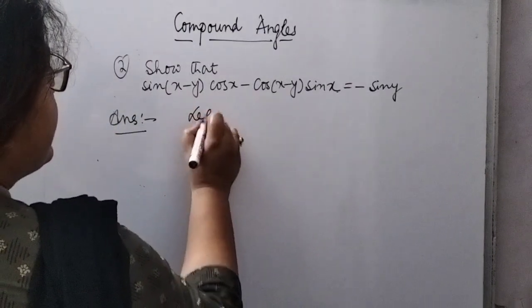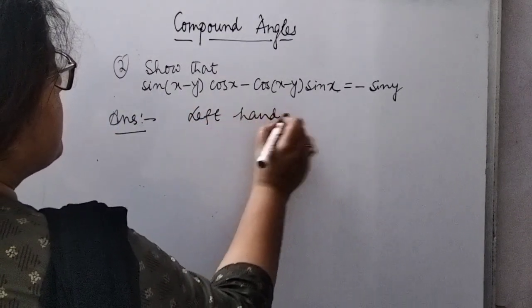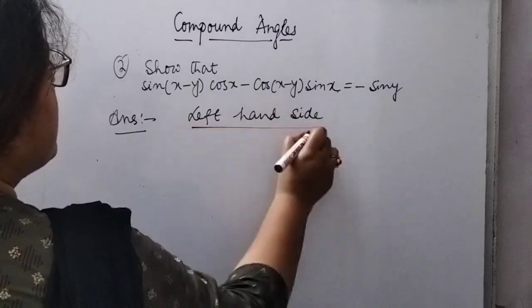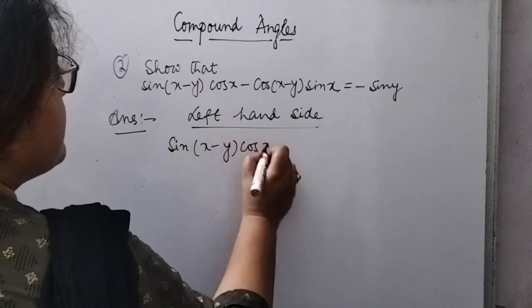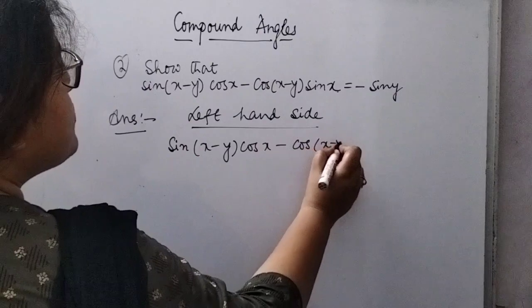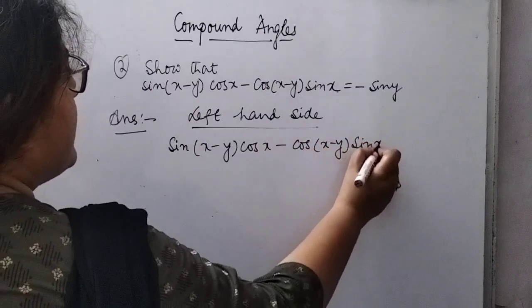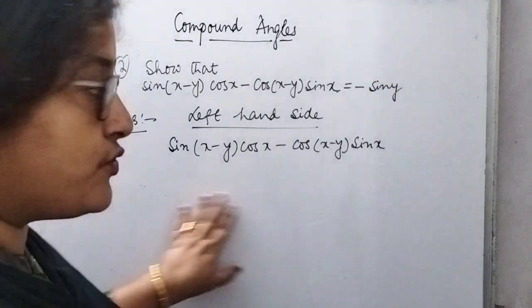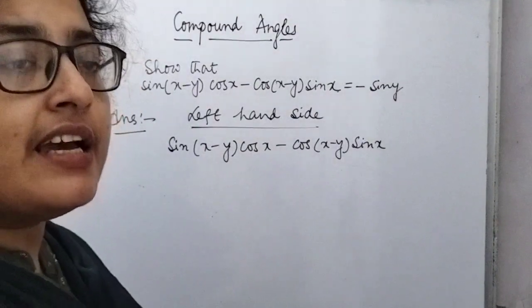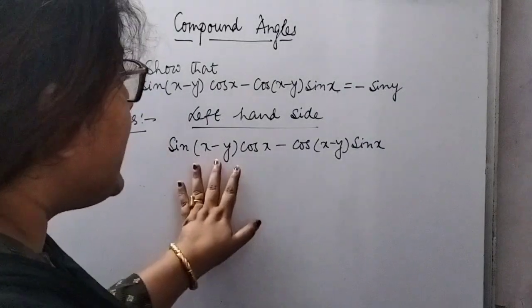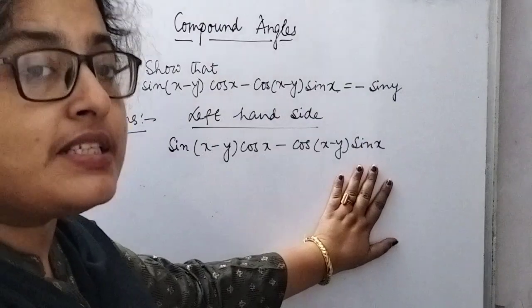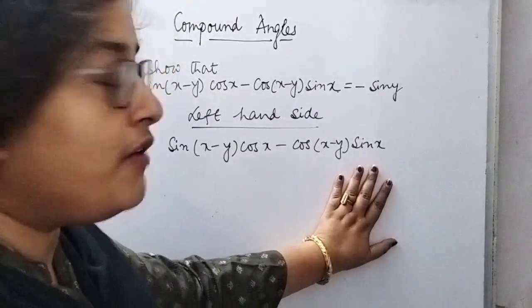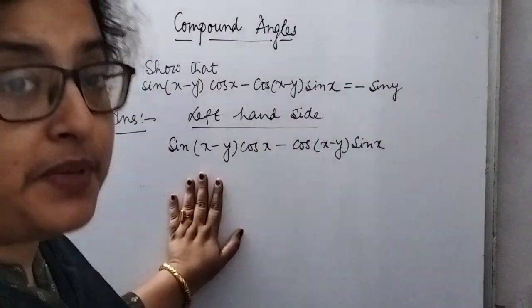So here we get in the left hand side sin (x minus y) into cos x minus cos (x minus y) into sin x. Now if we see the expression carefully, students, you will understand that it is resembling the structure sin A cos B minus cos A sin B, isn't it? So what is the formula? It is the formula of sin (A minus B), isn't it?